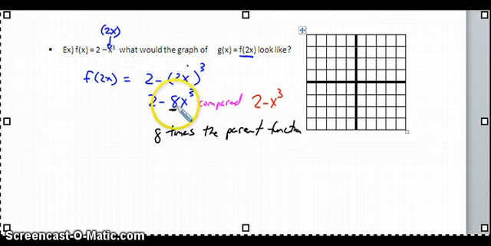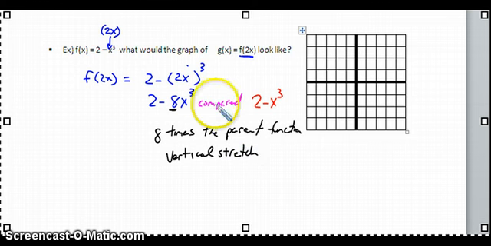So when I multiply the parent function by a number that's greater than 1, what's going to happen is my graph is going to get stretched vertically. So this should be a vertical stretch. Let's check to see if that actually worked out with the two graphs.